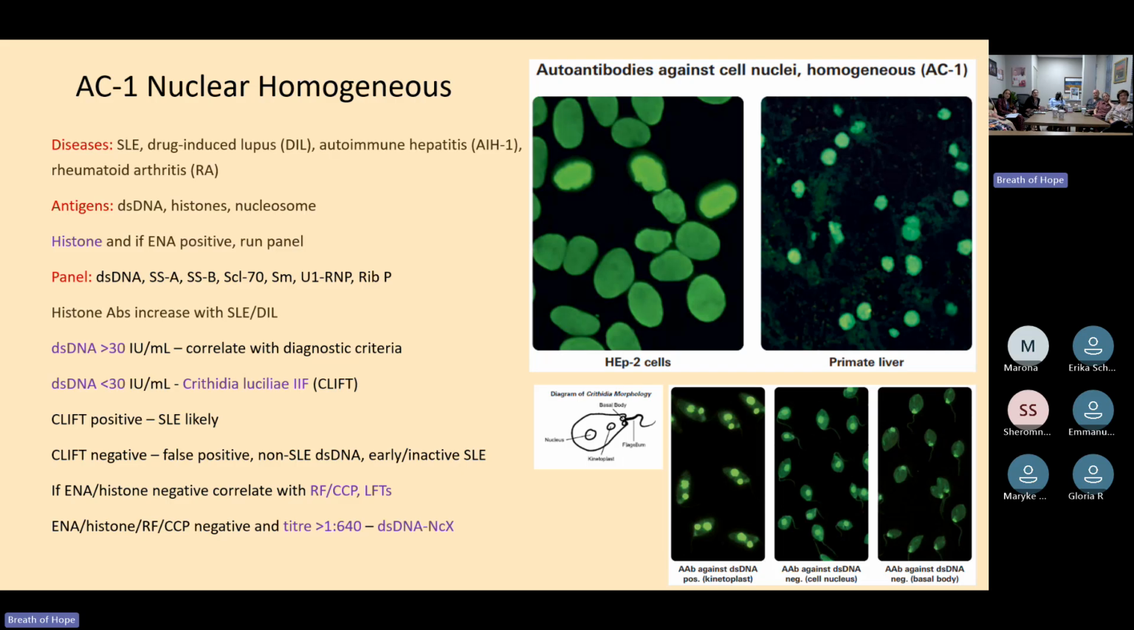Okay. Sometimes when we do all of these tests, we find nothing, but the titer is very high. Now it's like we haven't found the reason for the pattern. So what we would suggest then is to do your double-stranded DNA nucleosomal. So that's double-stranded DNA that's coupled to nucleosomes. And if that's positive, then that is also quite specific for SLE, but it's not diagnostic. So you still need to look at your diagnostic criteria.